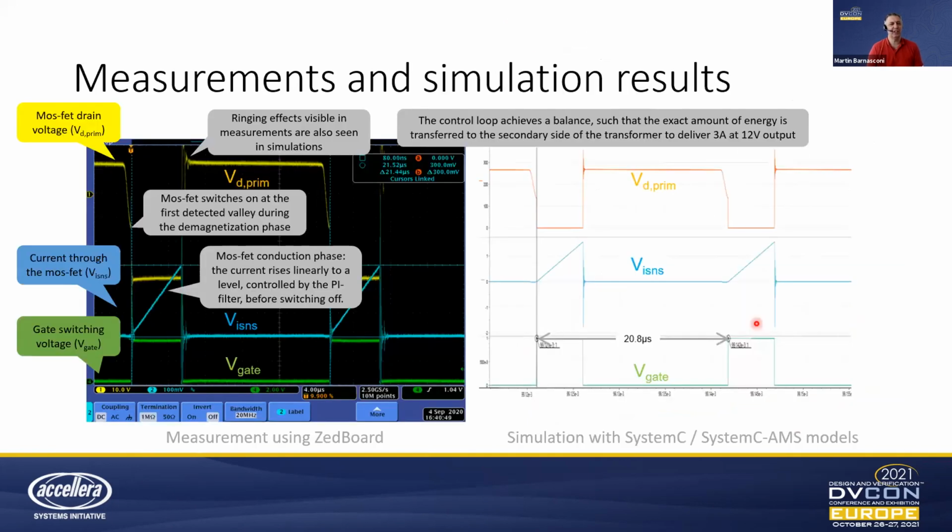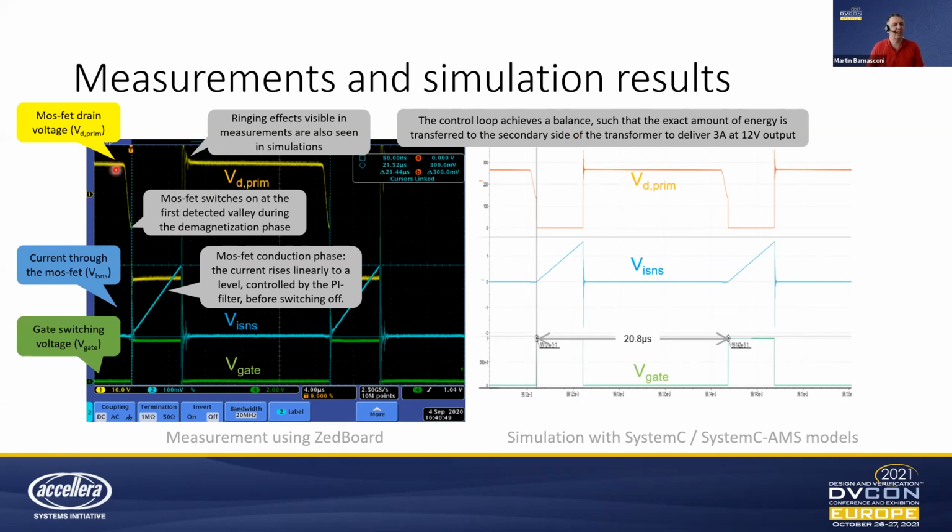Measurements and simulation results. Here, at the left-hand side, you see the measurements done on the Z board, and the simulation results at the right side using the SystemC AMS models. And we were really happy to see that we have a very good correspondence between the simulation world and the measurement world. So let's follow a few signals.